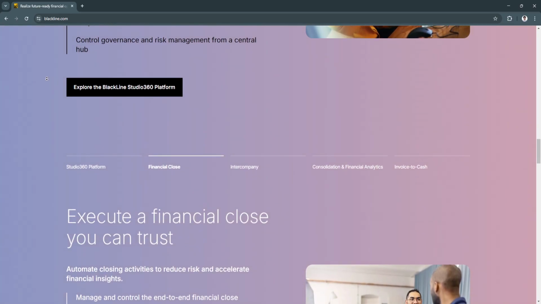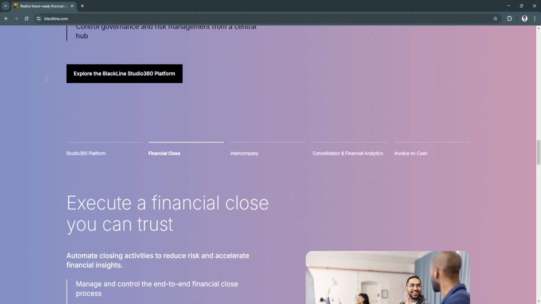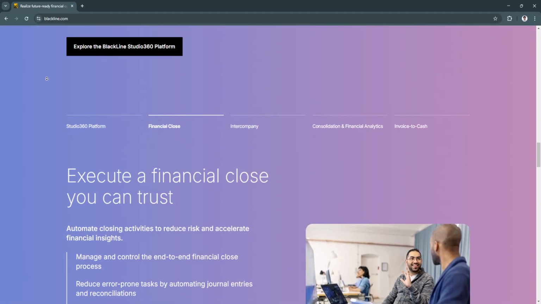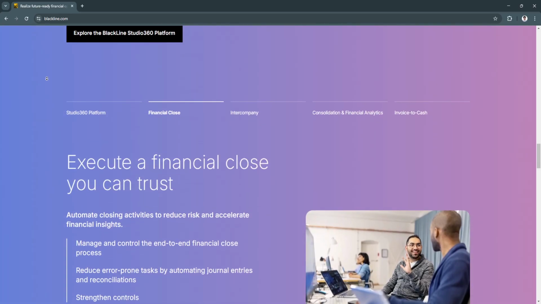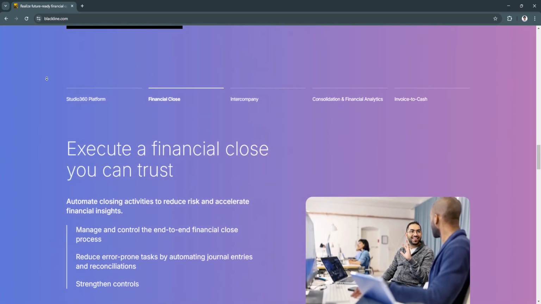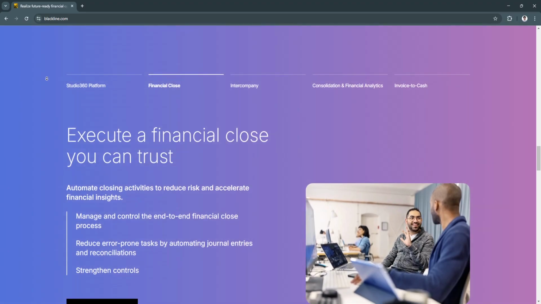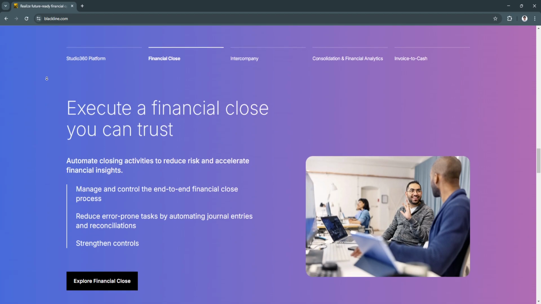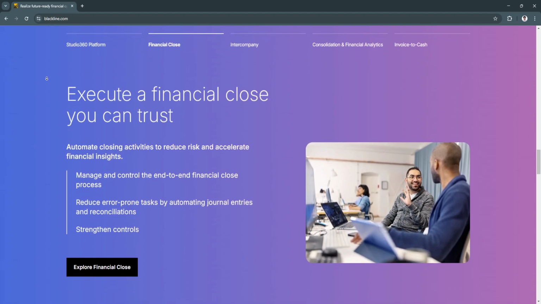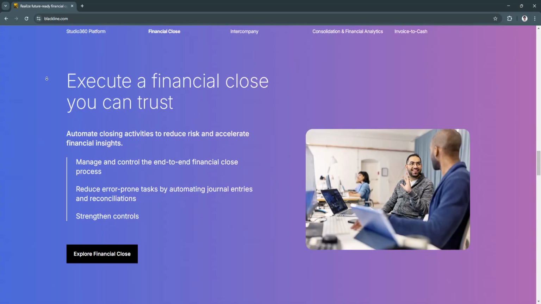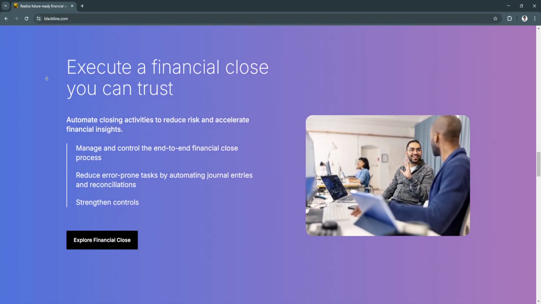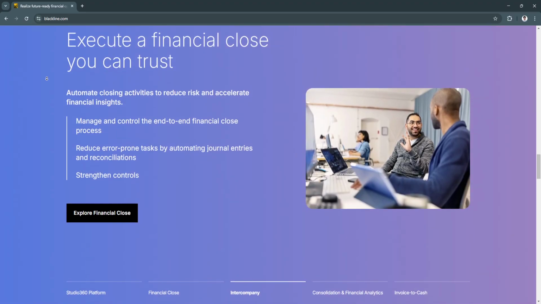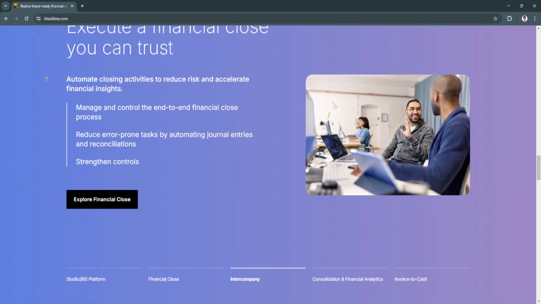So why is BlackLine a great choice? BlackLine is an industry-leading financial automation platform trusted by thousands of businesses worldwide. One of the biggest reasons why organizations choose BlackLine is its ability to eliminate manual reconciliation processes, increase financial accuracy, and enhance compliance with audit-ready records.